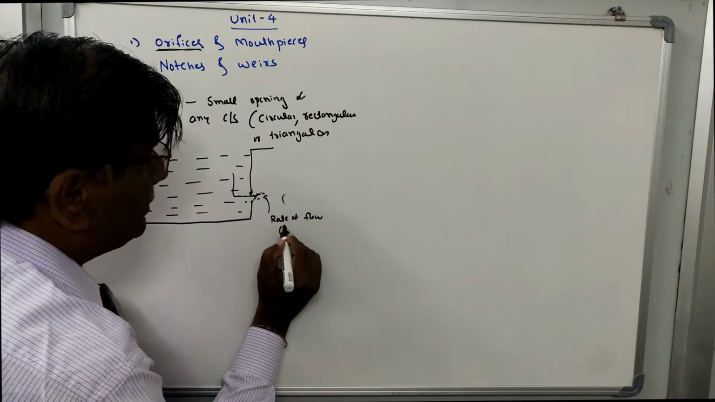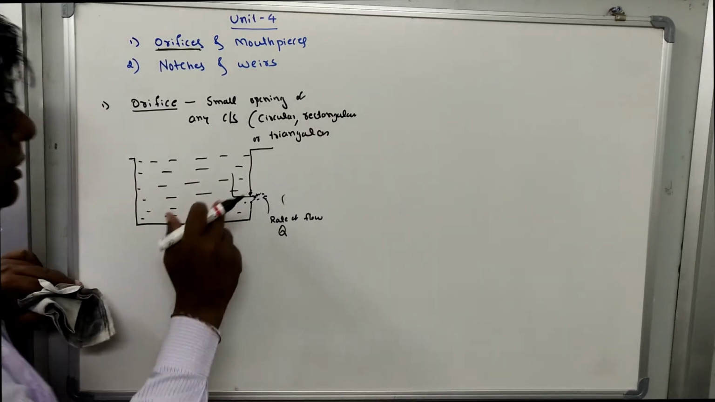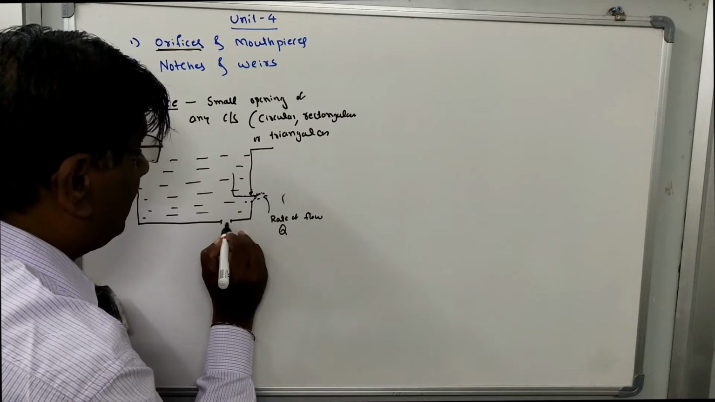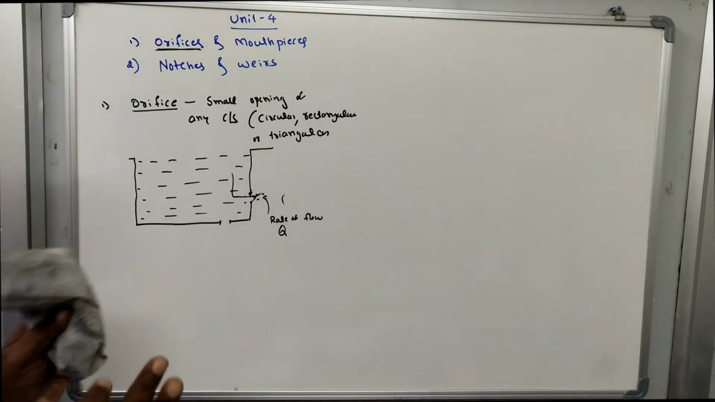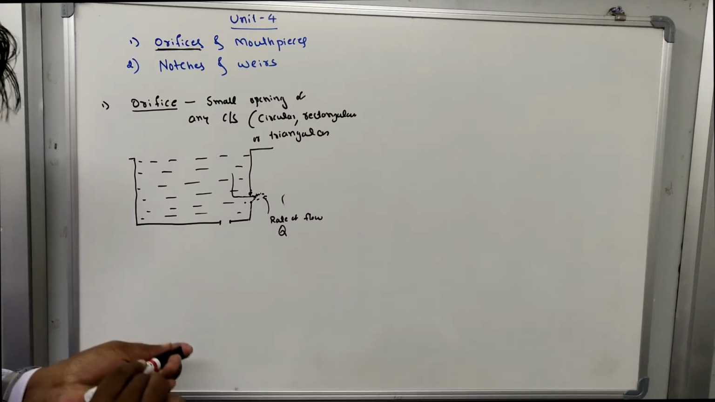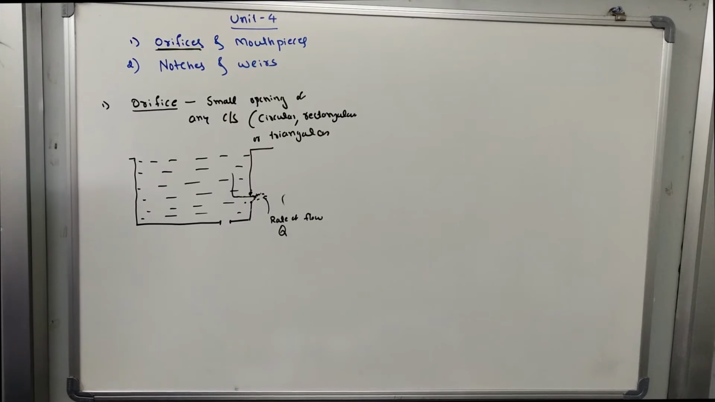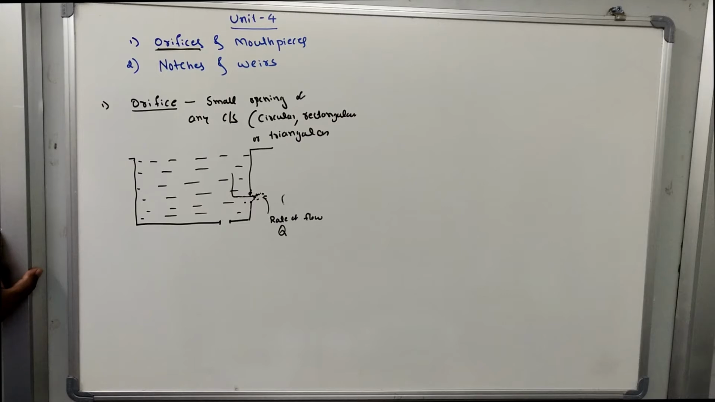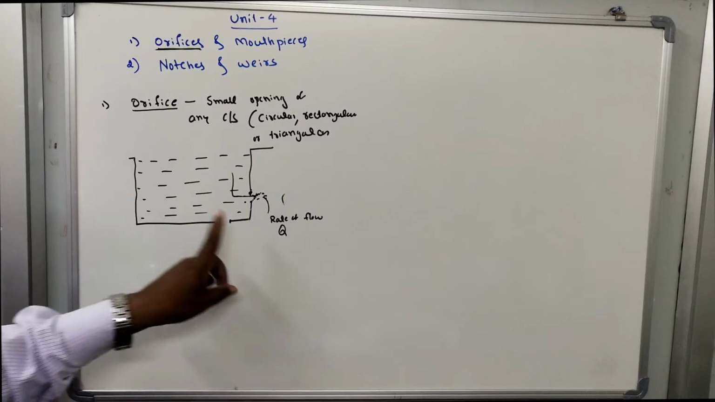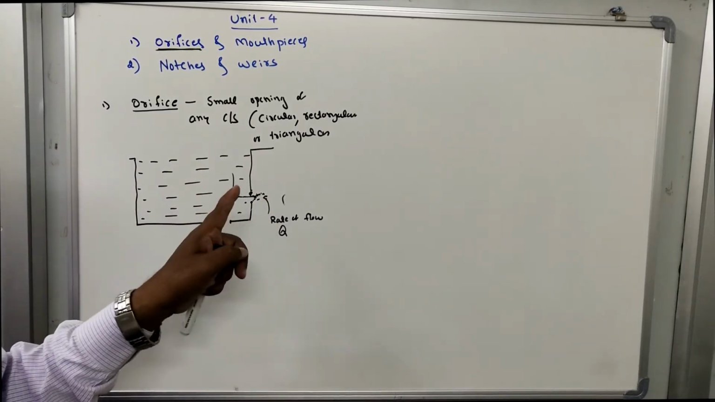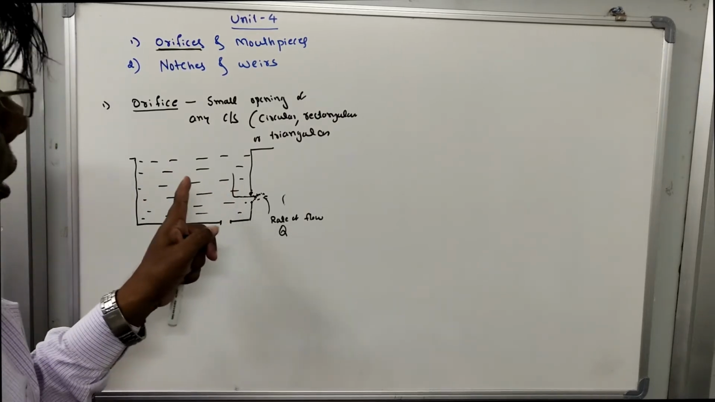It is nothing but discharge Q. Or this opening may be fitted at the bottom of the tank. Okay, so this is the simple definition of the orifice. Orifice is a small opening of any cross section fitted at the side of the tank or at the bottom of the tank to measure the rate of flow through the tank.